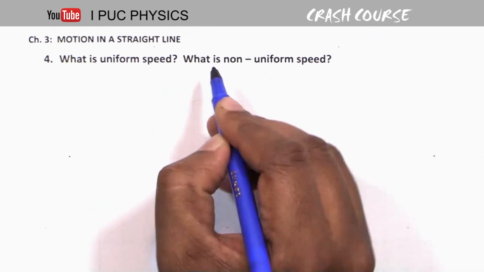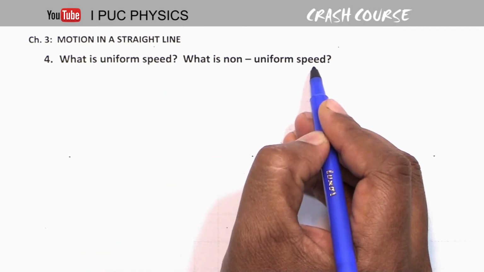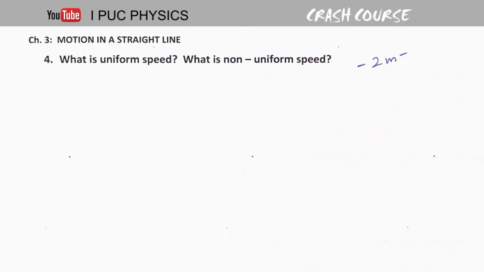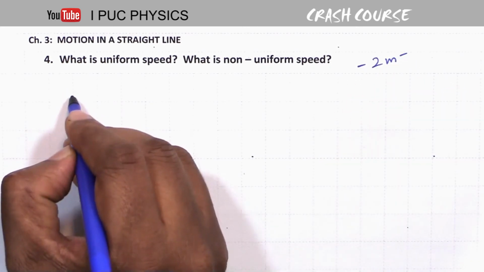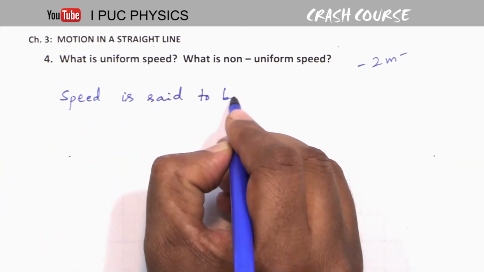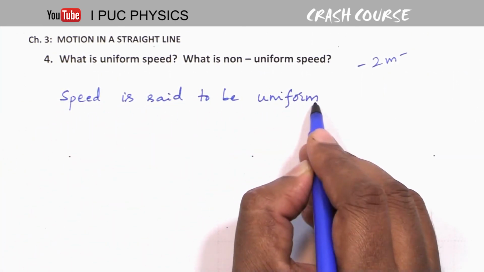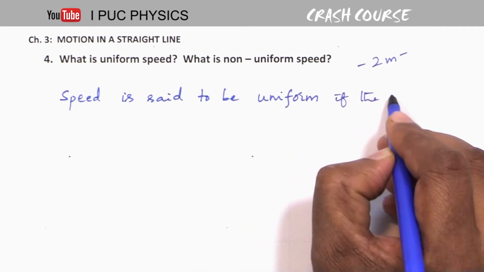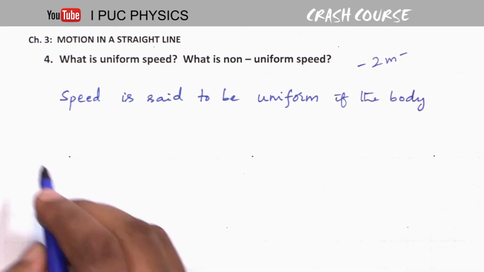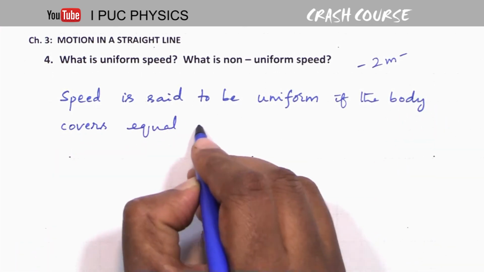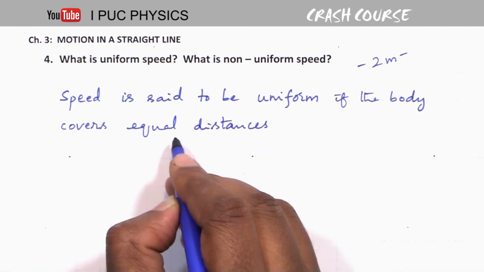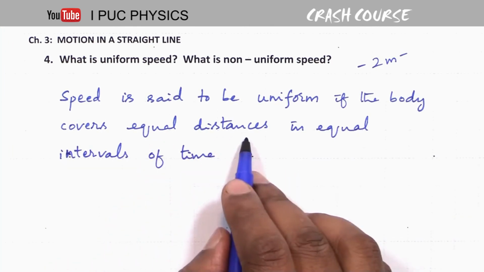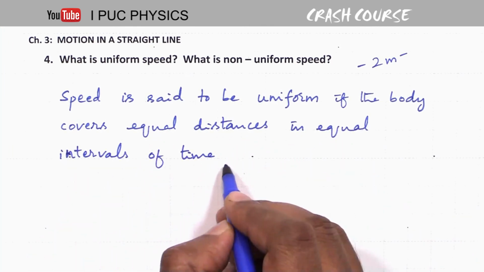What is uniform speed? What is non-uniform speed? So each equal to 1 mark. So this is for a 2 mark question. Speed is said to be uniform if the body covers equal distances in equal intervals of time.